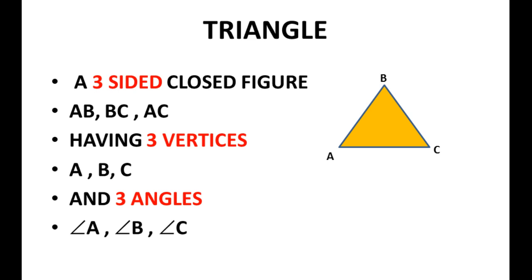So now triangle is a three-sided closed figure. You can see the sides are AB, BC and AC. This is AB side, this is BC side and this is AC side. And it has three vertices A, B and C. And three angles, angle A, angle B and angle C. So what is the basics of triangle? A triangle is a three-sided closed figure having three sides, three vertices and three angles.